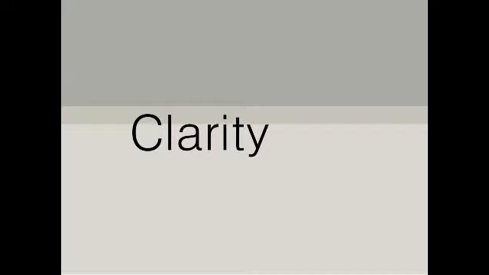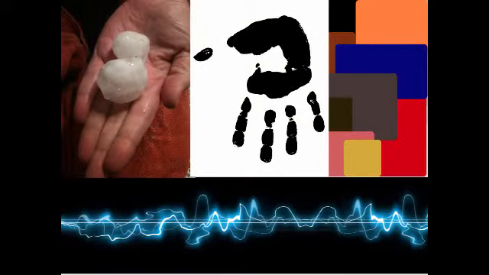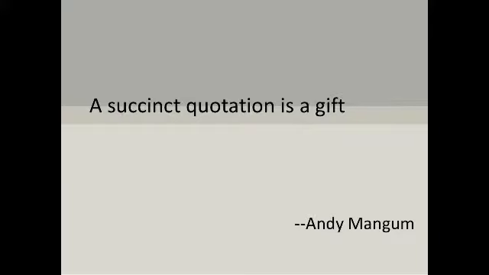Now let's talk about clarity. First big concept in terms of clarity is that an image should be self-explanatory. It is absolutely not clear what this presentation slide is about. A second thing is to avoid too much information on the screen. Here's a good example where Andy Mangum once said, "A succinct quotation is a gift." Indeed it is. That slide is simple and it's easy to read.